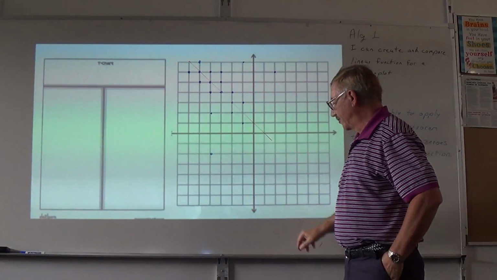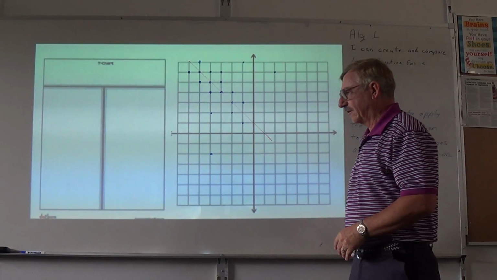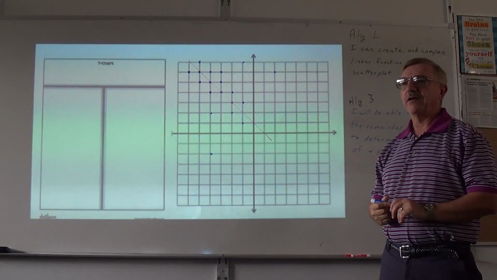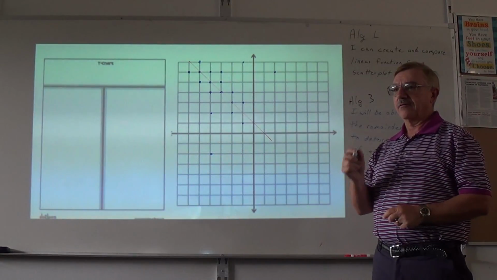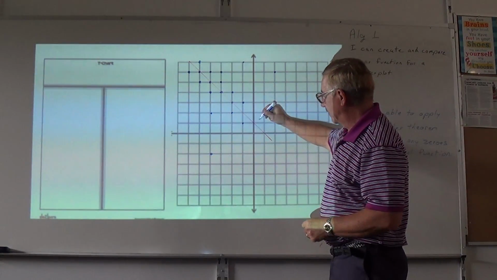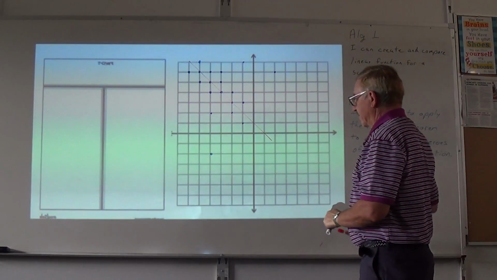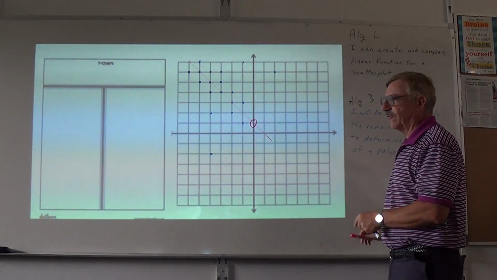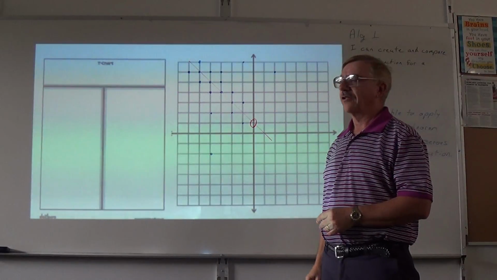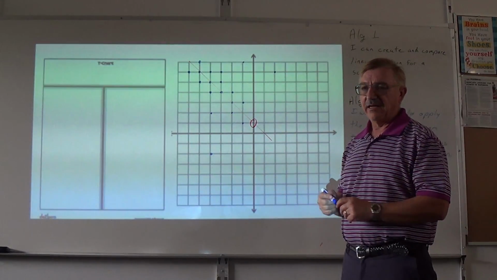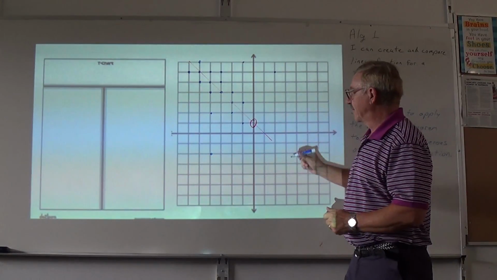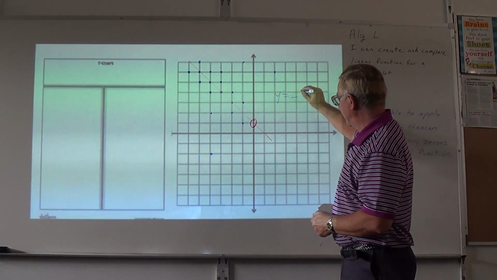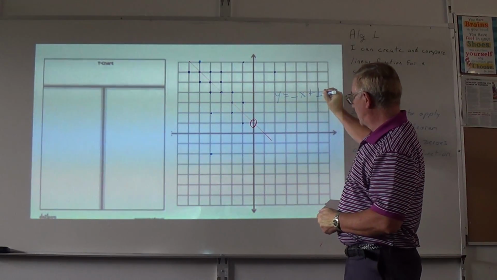So what is your y-intercept? What is your y-intercept? 1. Okay, right there is where it crosses the y-axis. So that's my y-intercept. My equation then is going to be y equals blank x plus 1.